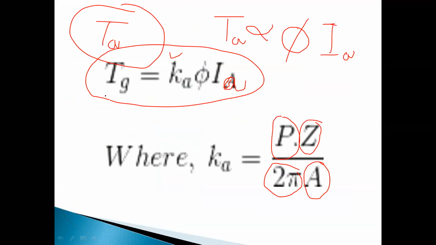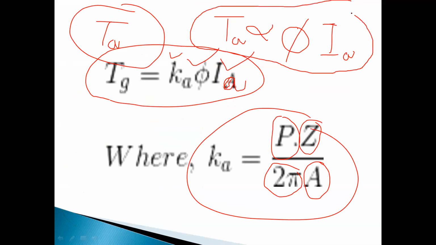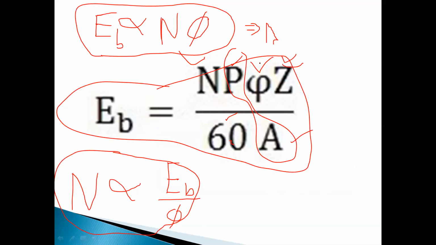The basic torque equation of the DC motor: torque is proportional to flux and armature current. Here K is a constant. So torque is proportional to armature current and flux. Back EMF is proportional to speed and flux, because this is the equation for back EMF.